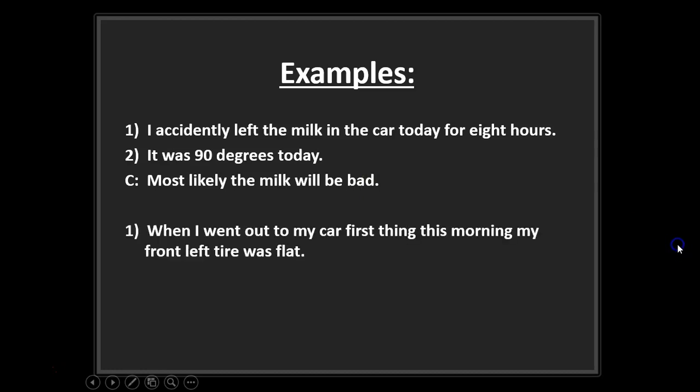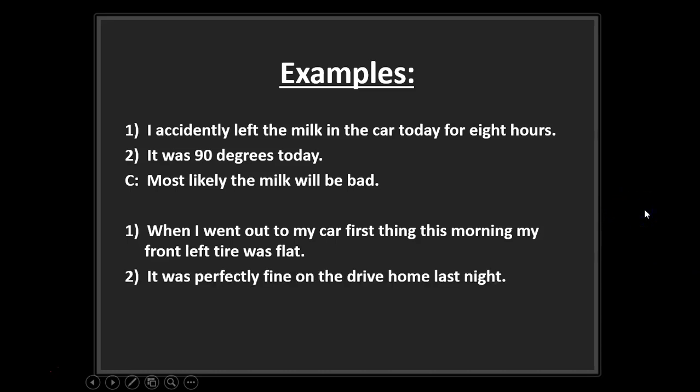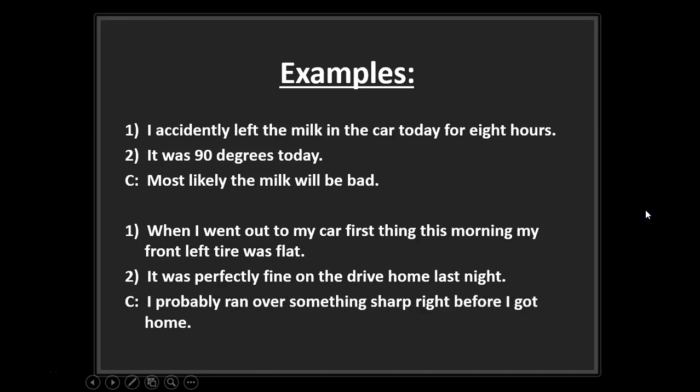Now, this one. When I went out to my car first thing this morning, my front left tire was flat. And it was perfectly fine on the drive home last night. So I probably ran over something sharp right before I got home, right? This is moving from effect to cause. You go outside, oh man, what happened to my tire? It was just fine on the drive home last night. You know what? I probably ran over something sharp right before I got home. That's moving from noticing the effect and speculating in the conclusion about the cause.